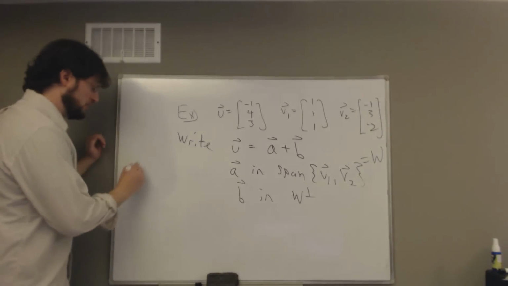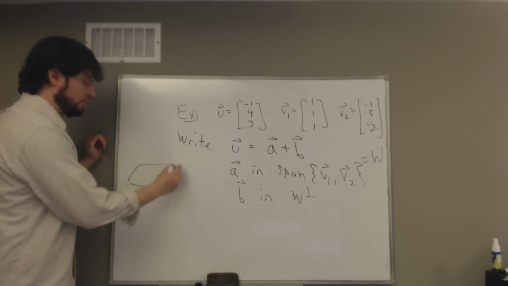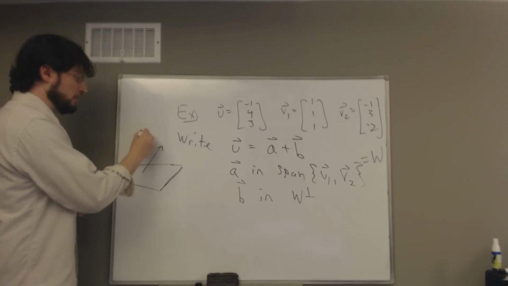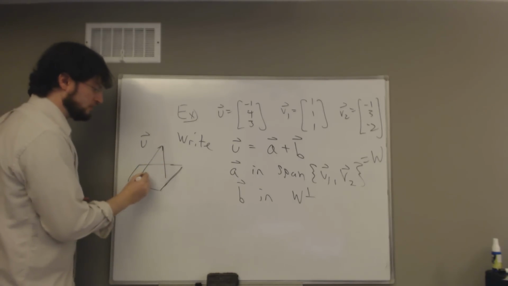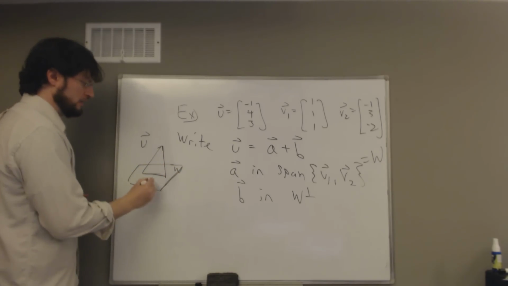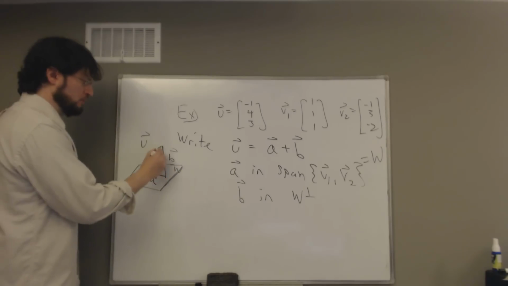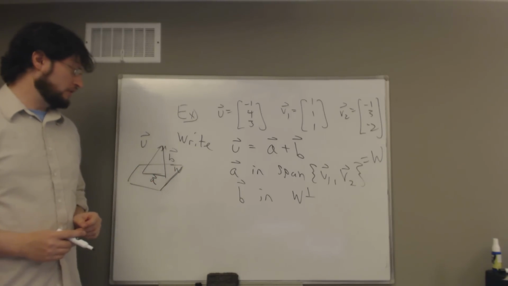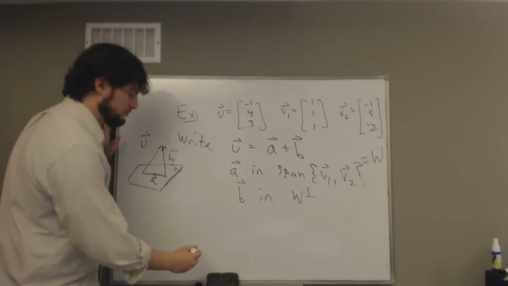So in terms of a picture, all that we're really doing is what we talked about at the beginning. We've got u here. We're going to write this as the sum of two vectors, one which is in W, and so that will be a, and b will be this one that is perpendicular to W. That's our goal. The idea is the same as before.